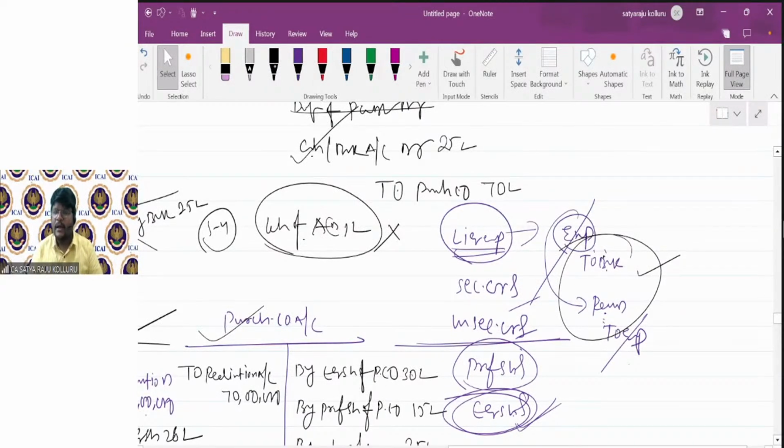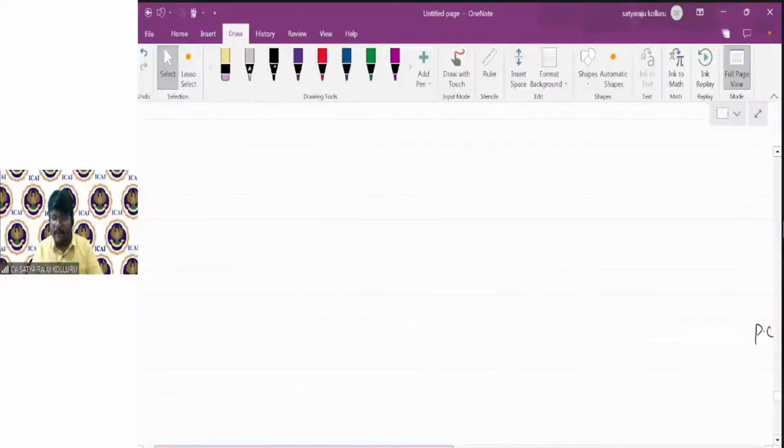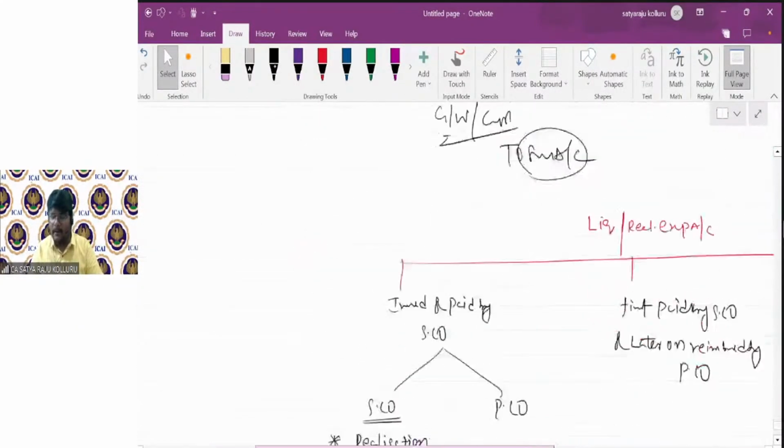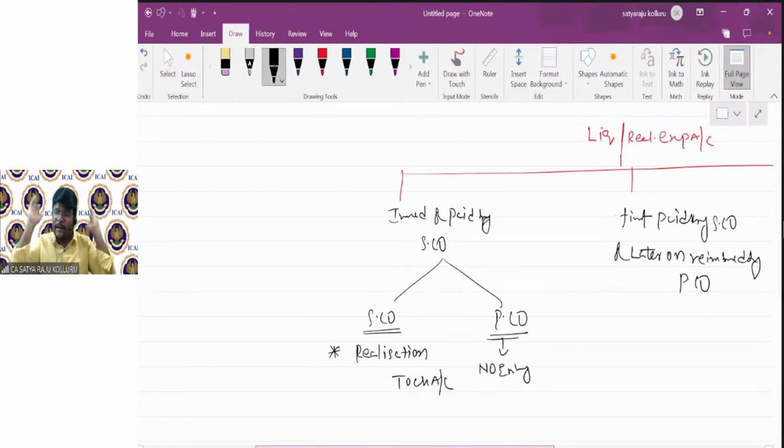I'm telling you, if such liquidation expenses were incurred and paid by the selling company, then the entry in the books of the selling company is realization to cash or realization to bank. At that moment, in the books of the purchasing company, there is no entry and no impact for me. If the expenses are incurred by the selling company, it's not my transaction at all. This is not my cup of tea. No entry in my books.